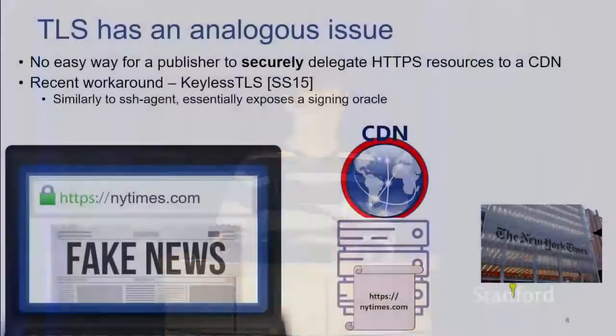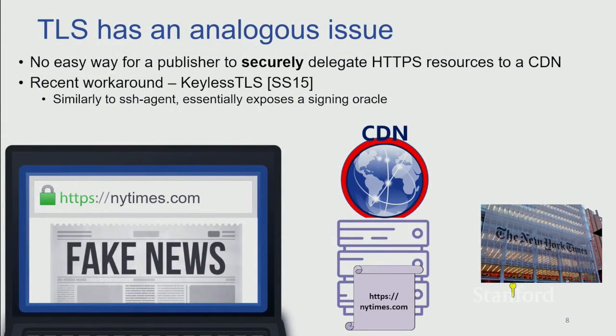And there have been recent works, for example, the work by Cloudflare called Keyless TLS, which in essence is very similar to SSH agent and suffers from the similar problems. So with Keyless TLS, the solution works by the publisher keeping the private key. So in this picture, you can see that the private key is kept by the publisher. And then every time that the CDN wants to establish a secure HTTPS connection as the server, he's gonna talk to the publisher and send him a challenge and gonna get a signature or decryption depending on the encryption protocol used.